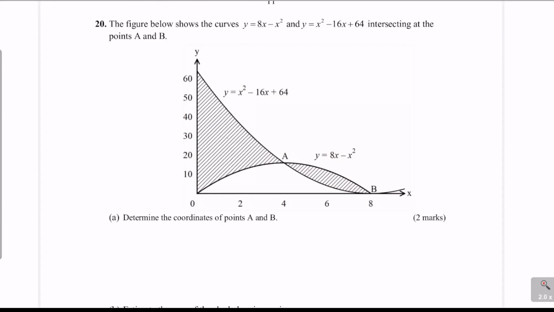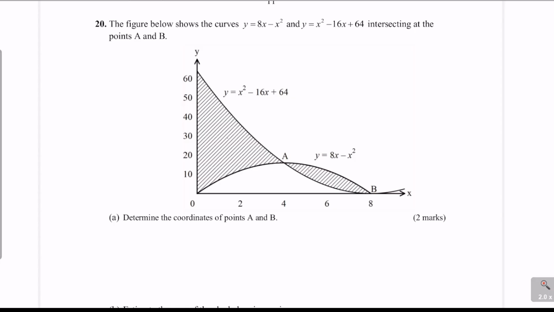The figure below shows the curves y = 8x - x² and y = x² - 16x + 64 intersecting at the points A and B. So the diagram is there. Part A, determine the coordinates of points A and B.